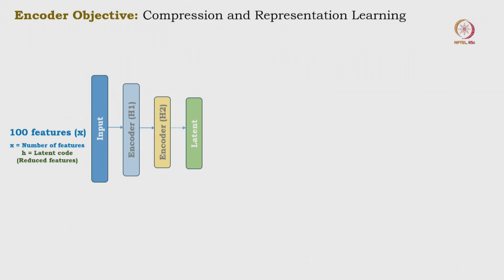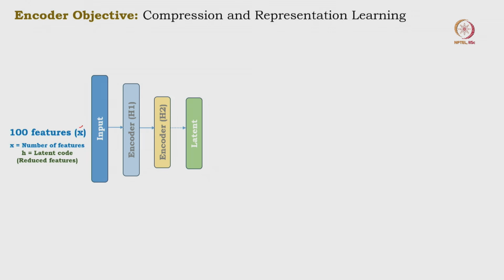Now let us understand in detail how this representation learning is going to happen. For example, let us take an input. For this particular example, let us consider tabulated data. What do we mean by tabulated data? The data which is in the form of rows and columns. Let us assume we have a total of 100 features. So here our x is 100 features, the number of features, and that is passed as an input.